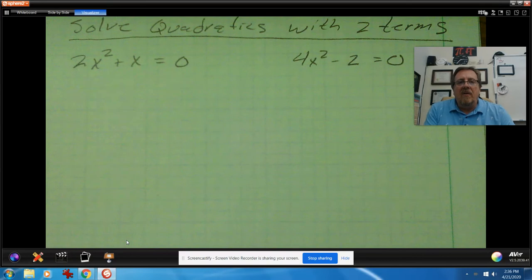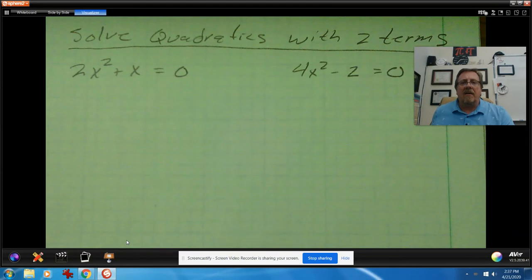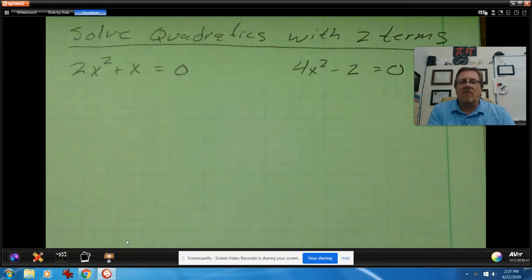But we're going to first learn how to solve quadratics with two terms. I think on Manga High, they call this solving trinomials with two terms, and that doesn't make any sense. If it's got two terms, it's not a trinomial. It might be a quadratic, but it's not a trinomial because tri means three, and if there's two terms, there's not three. So anyways, here's the idea for solving these, though.